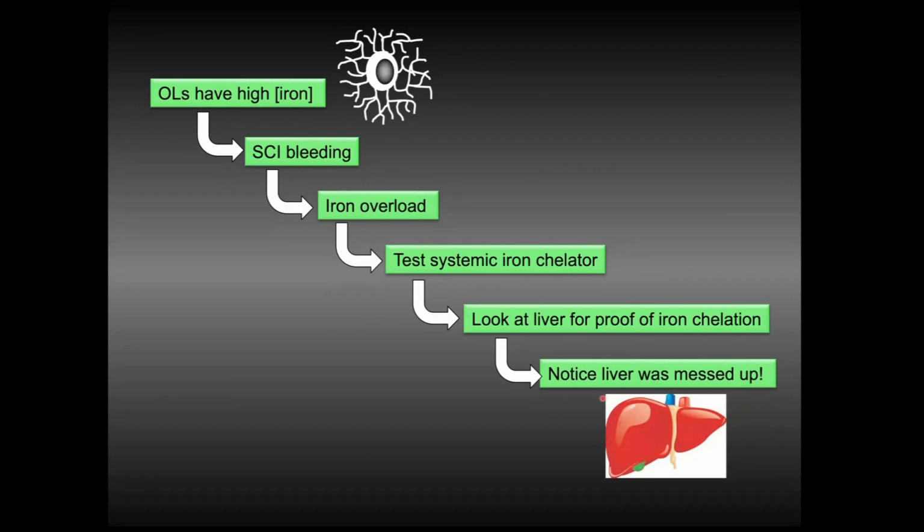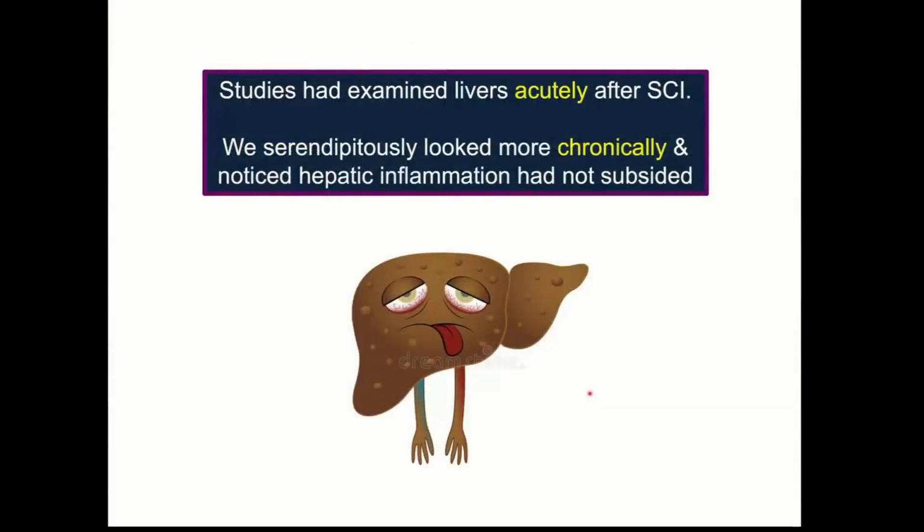He noticed that the livers, compared to the uninjured animals, didn't look right. They looked pathological. They looked inflamed. And so this was like, what is going on here? We know from other studies that have looked acutely after spinal cord injury that there is evidence that livers become inflamed right after injury. And this is typical of any kind of major injury.